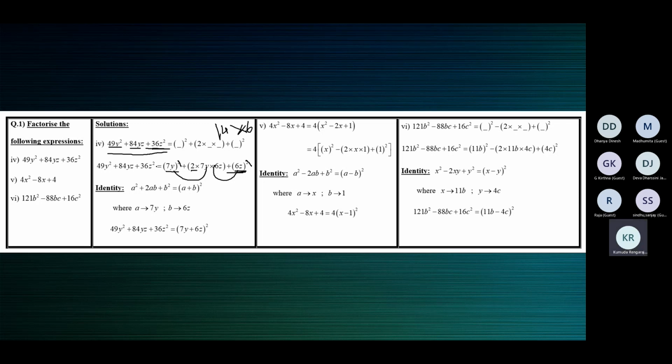So you have to first check if the expression has 2 perfect squares, a the whole square and b the whole square. And using the values of a and b, you must check the middle term, 2ab. If all these happen, then the given expression is of the form a square plus 2ab plus b square. So the answer is a plus b the whole square, which is 7y plus 6z the whole square.